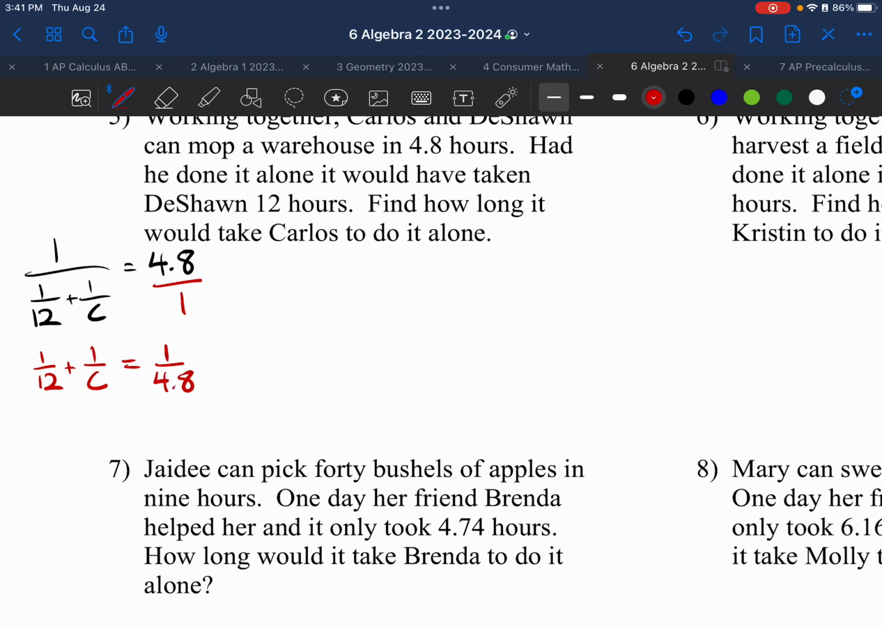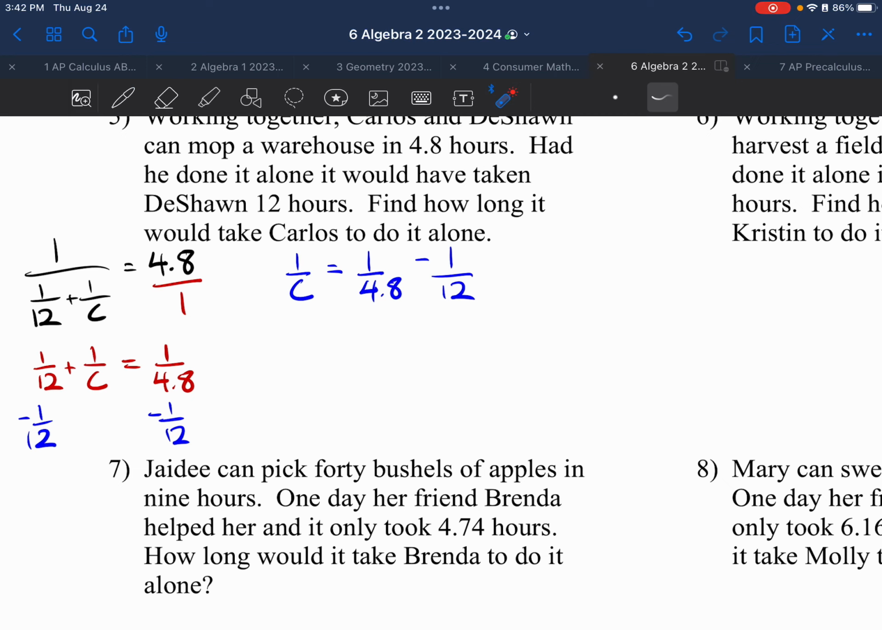From here, I need to solve for C still. I have this pesky 1/12 that I can simply subtract from both sides. So I can say minus 1/12, minus 1/12. And I have my new function, which I'm going to write up here. I have 1 over C by itself is going to be equal to 1 over 4.8 minus 1 over 12.